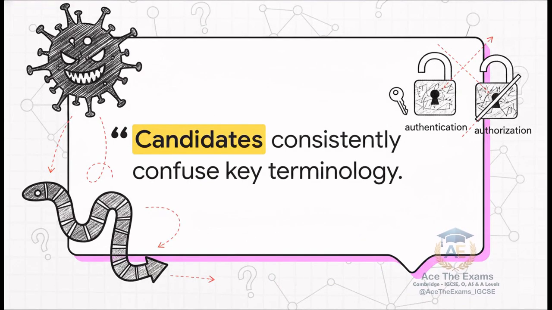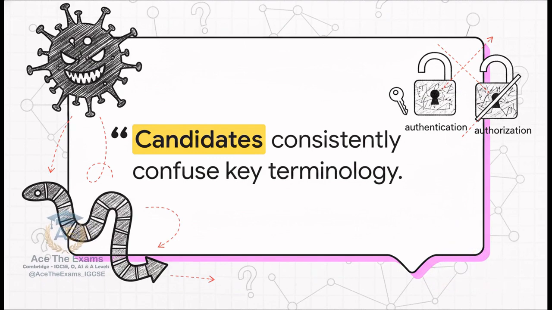Let's move to our second challenge, find the flaw. I'm going to show you a flawed sample computer science paragraph on the screen. Take a look and try to identify the exact sentence that is bleeding marks. Did you spot it? It's right there, tied directly to this major alert from the Principal Examiner reports. Candidates consistently confuse key terminology. It sounds so simple, right? But it happens literally all the time under exam pressure.